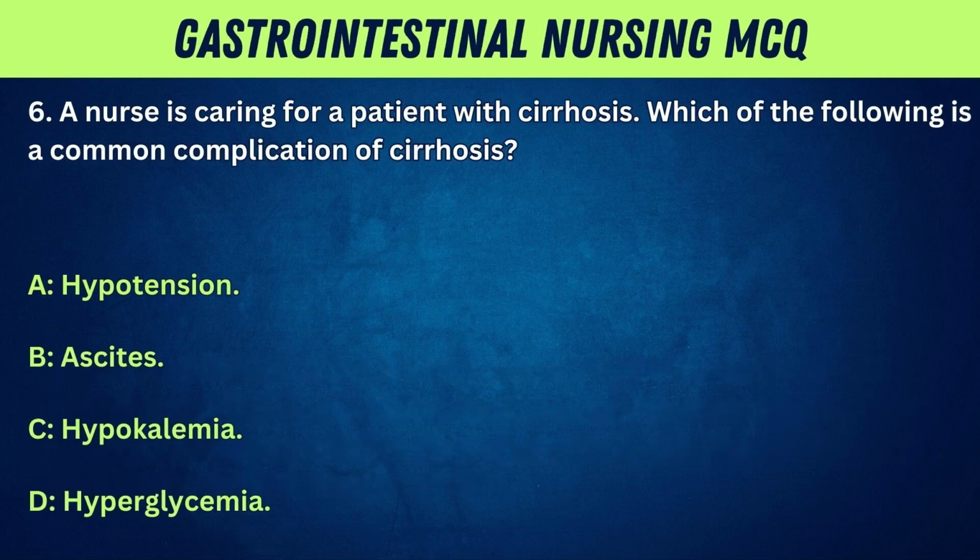Rationale: ascites is the accumulation of fluid in the abdomen, a common complication in cirrhosis due to liver dysfunction. Option A may occur, but is not a hallmark of cirrhosis. Option C and D are not commonly associated with cirrhosis.